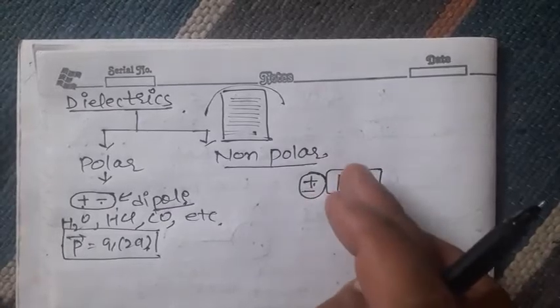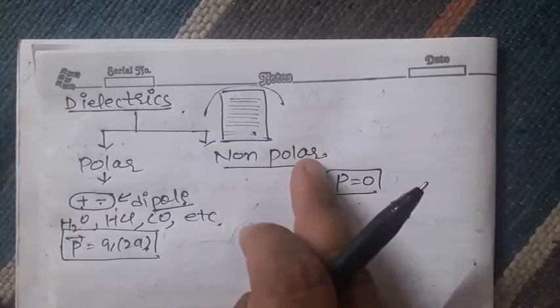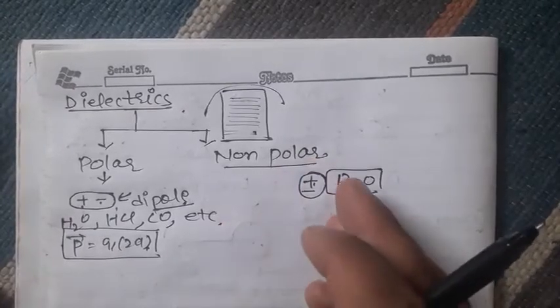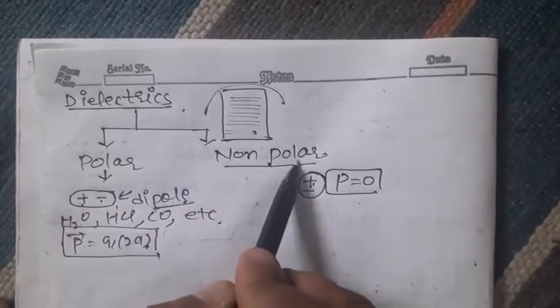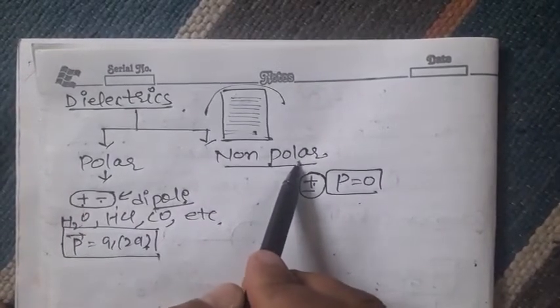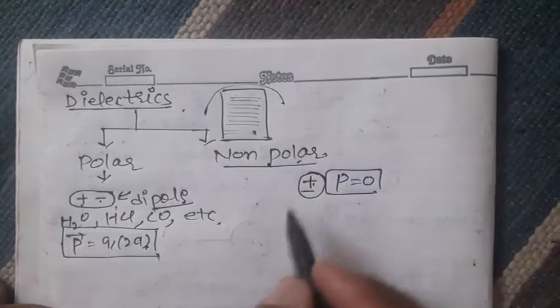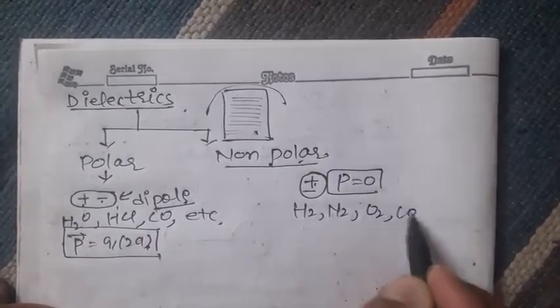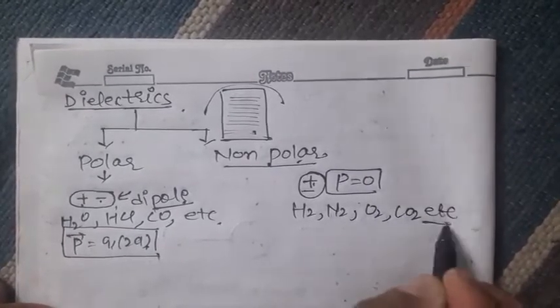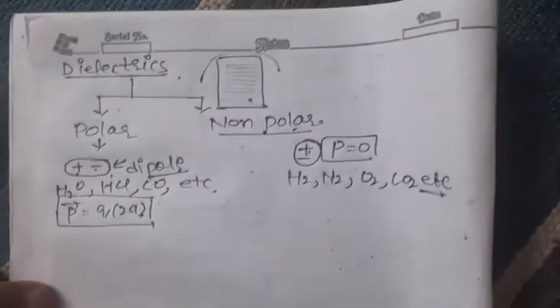So, molecules in which the center of mass of positive charge coincides with the center of mass of negative charge are called non-polar molecules, and dielectrics made up from these types of molecules are called non-polar dielectrics. Examples: H2, N2, O2, carbon dioxide, etc. This is the example. Clear? So, very important, dielectrics.